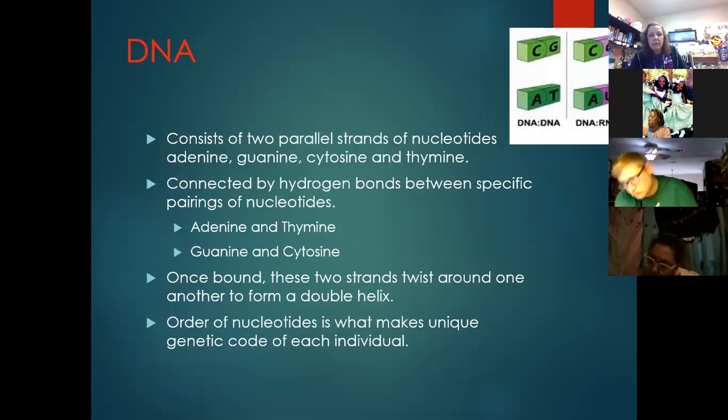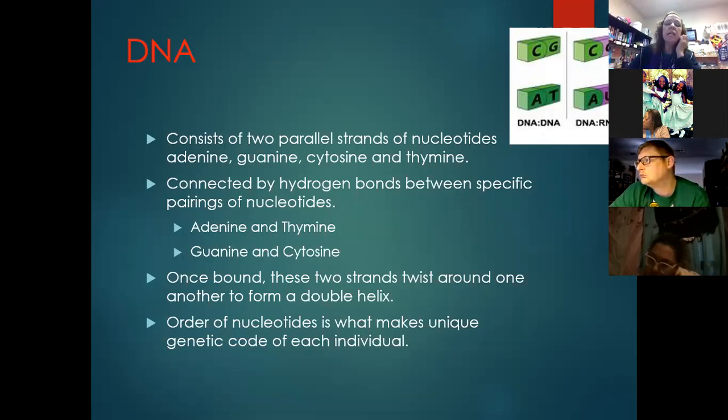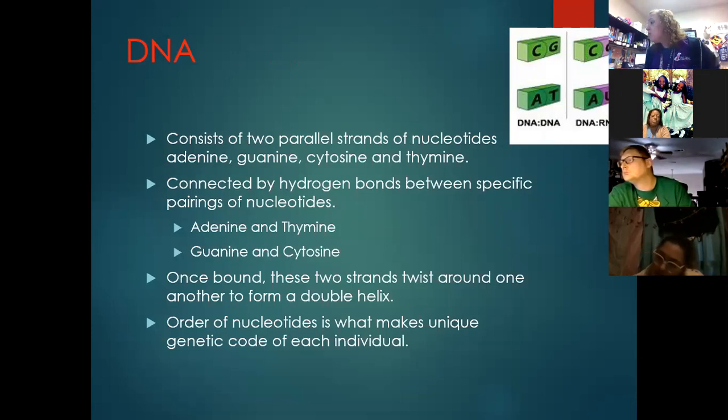So there's our pairs, adenine and thymine in DNA. And then it would obviously be adenine and uracil in RNA, guanine and cytosine. And the order of them makes up our unique individual code. Now, again, as I said, dogs are the only animal on the planet that have this kind of diversity.